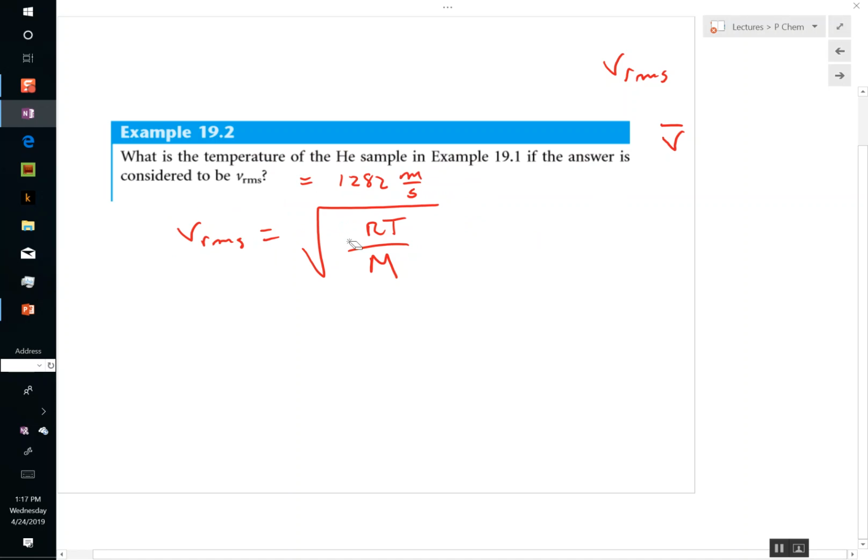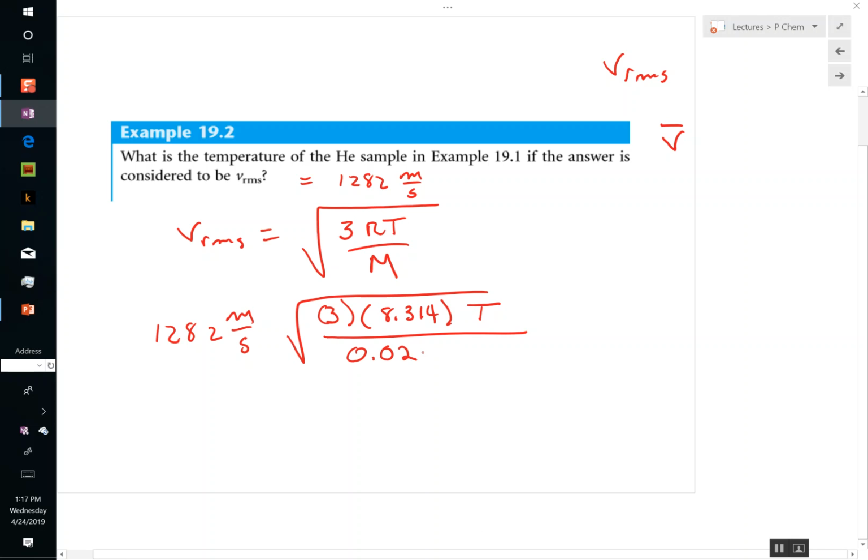It's 3RT. Is M the molar mass? Yeah, in kilograms. Well, this is helium. Is it 0.004003? Is that what that is? So, yeah.